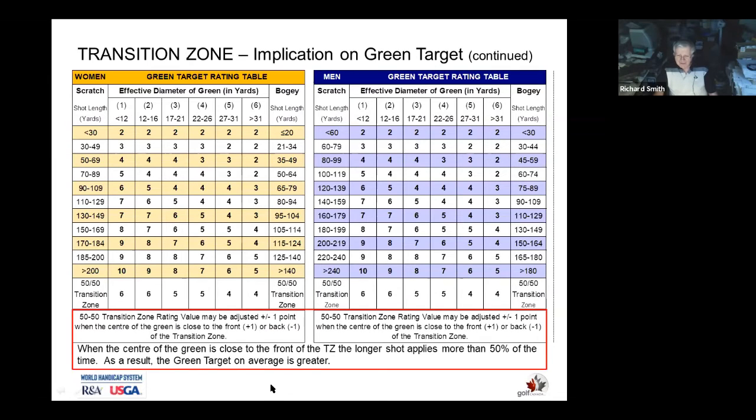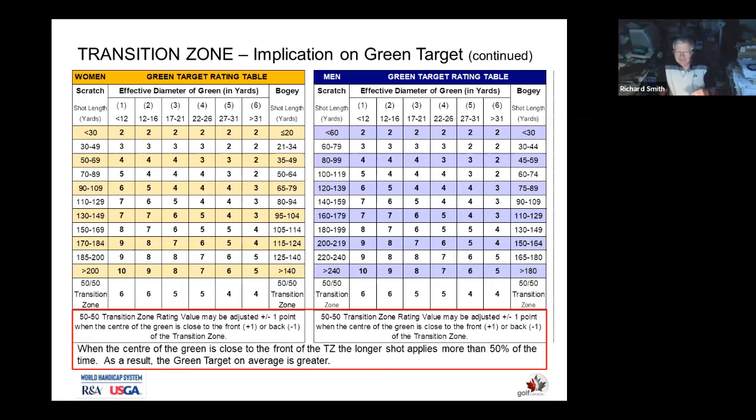And then they also say that if it's not going to be 50-50, we can make a little bit of adjustment to reflect that. We can move that transition table value plus or minus 1 point. If the center of the green is close to the front, that would be a +1. If it's a little closer to the back, that would be a -1. Why is the front plus? You might think, well, that's making it shorter. Why is that the 1?